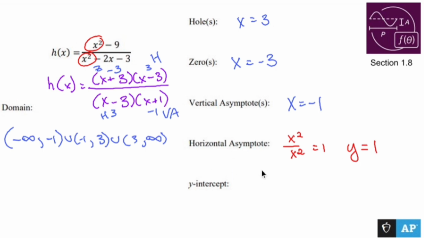My y-intercept is what happens when x is equal to 0. Well, when x is equal to 0, you go away, you go away, you go away, and you're left with just the constant divided by the constant. So negative 9 divided by negative 3 is positive 3. So there you have it. You're given a regular old rational function: domain, holes, zeros, vertical asymptotes, horizontal asymptotes, y-intercept. Hope this helps.